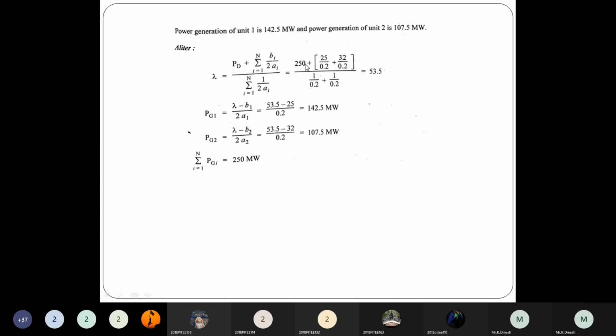250 demand. 25 by 0.2 plus 35 by 0.2 divided by 1 divided by 0.2 plus 1 by 0.2, you may achieve lambda of 53.5. So PG1 expansion should be lambda minus B1 by 2A1. So 142.5 megawatts you are achieving. And PG2 is lambda minus B2 by 2A2, 107.5. So alternatively you may achieve using the lambda equation. The solution is possible.